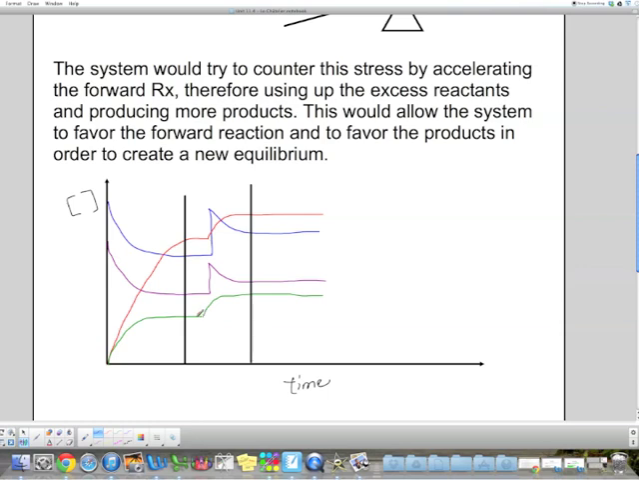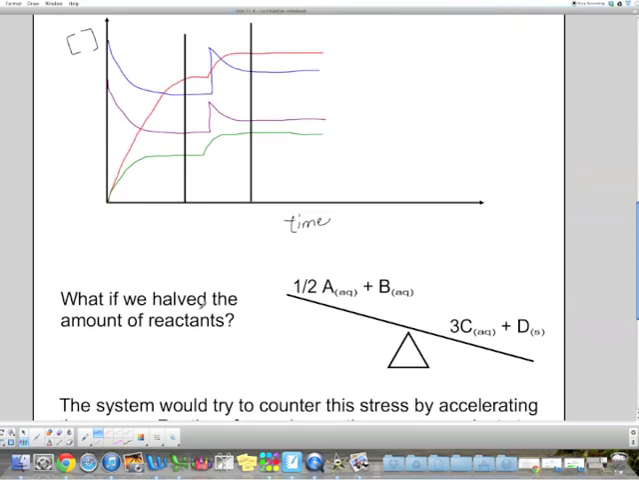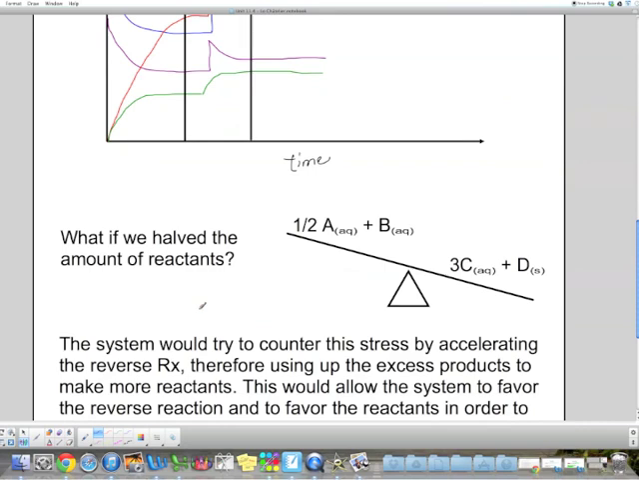Now, if we look at the opposite situation, so a little bit more practice, what if we take away some of the reactants? What would happen then? If I remove reactants, I have much less on this side, and by default, I happen to have more products. So what will the system do? Well, the system says there's too much on this side. Let's shift it over to this side.